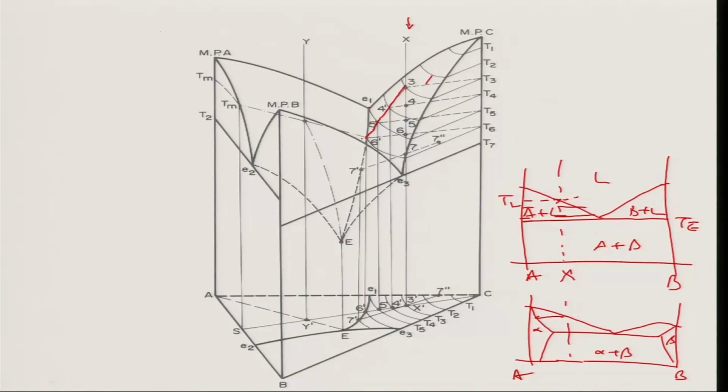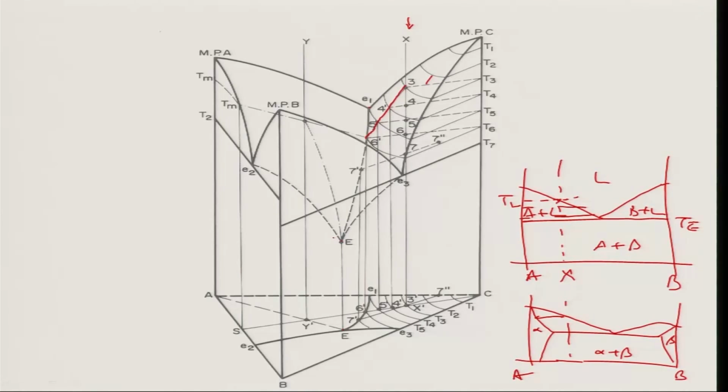Now, further on, as the temperature goes down, the liquid composition will follow 6 prime to 7 prime, precipitating more amount of A, and finally it will arrive at E, where the A plus B plus C ternary eutectic will crystallize out. That is what is going to happen.